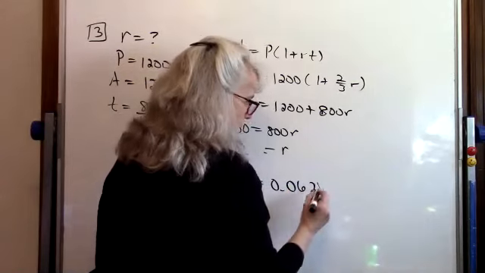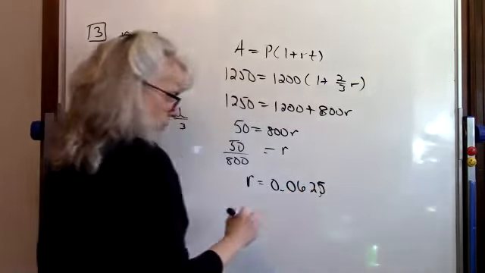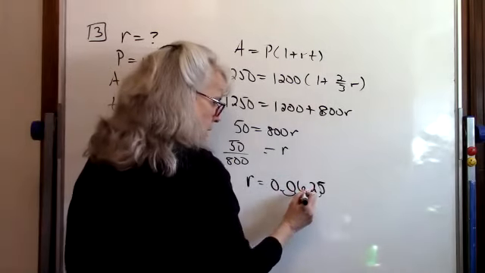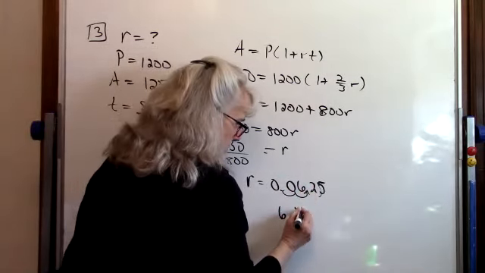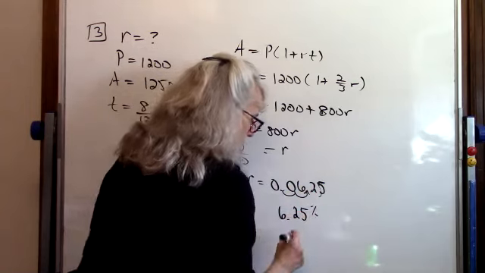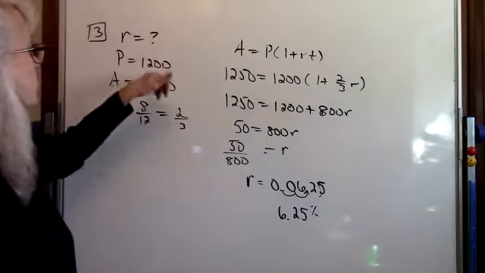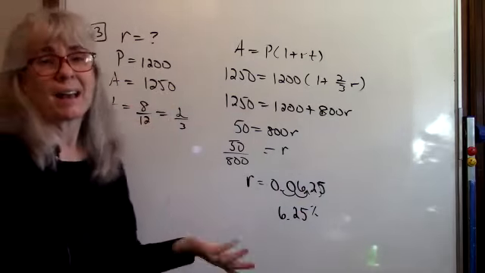Now, notice it's giving us a decimal, but we express interest rates as percentages. So we'll translate that into a percentage of 6.25%. So if we invest our $1,200 at 6.25% for 8 months, we'll have earned $50 in interest, and that would be $1,250.